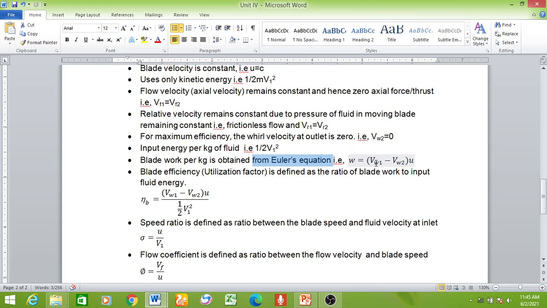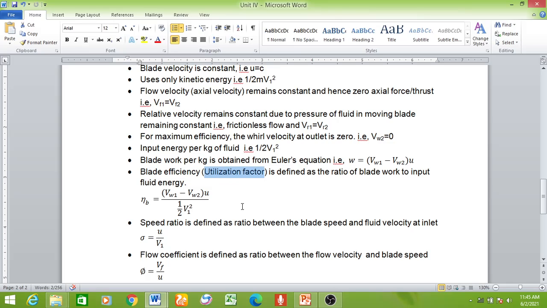Already we have got the equation for power, which is m dot into (Vw1 minus Vw2) into u. Now it is work done per kg, which means m dot is 1, so I have removed that m here. So it is simply (Vw1 minus Vw2) into u. For the maximum condition, this Vw2 is 0, which gives maximum work.